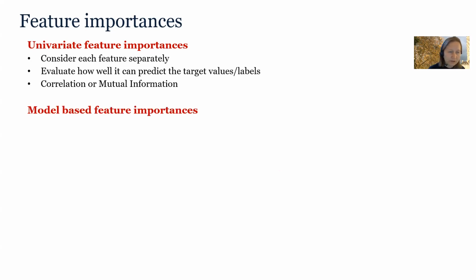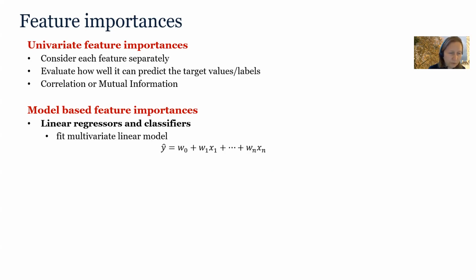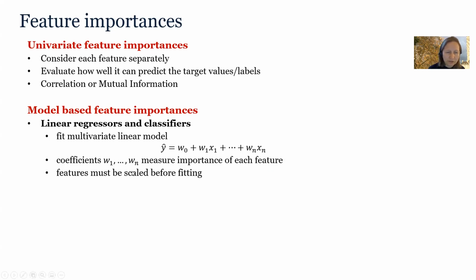Another way to calculate feature importances is model-based feature importances. So, for example, for linear regressors and classifiers, we always fit a multivariate linear model. For regressors it is for prediction, for classifiers it is to fit the decision function. And the coefficients W1 to Wn then measure the importance of each feature.